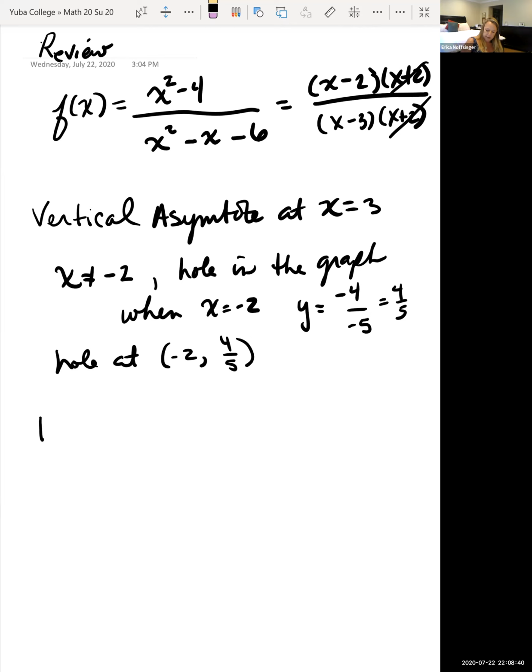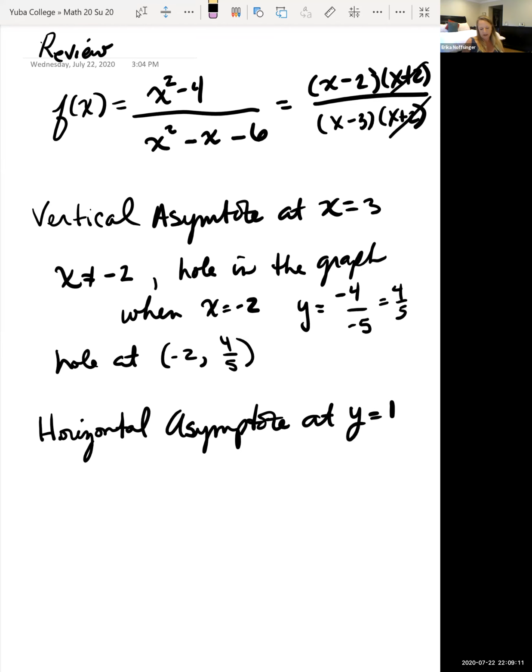Horizontal asymptotes, those occur, and we have to look at the degree of the numerator and the degree of the denominator, and we verify if it has one by looking at that. If the degrees are the same, then you look at the leading coefficient on the top, which is 1, and the leading coefficient on the bottom, which is 1. So we have a horizontal asymptote at y is equal to 1. If it has a horizontal, it doesn't have a slant.